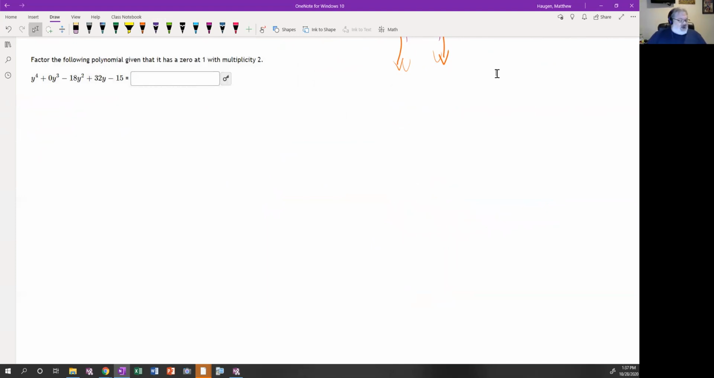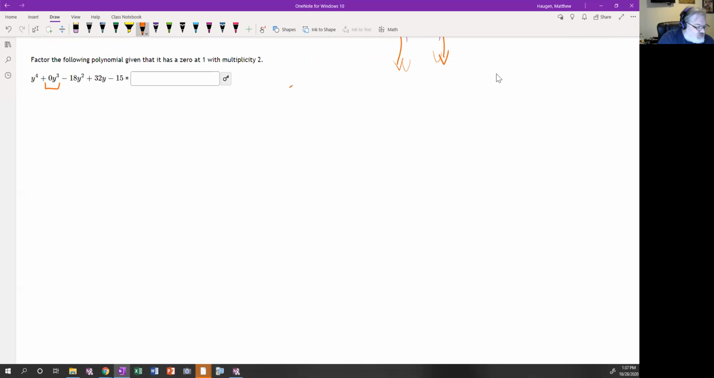Okay, so here we're asked to factor this, and we're told not only 1 zero, but essentially 2 zeros, because we're told that 1 will work twice. Fair? And also this question is being especially nice. It's reminding us of that 0 in the y to the 3rd.